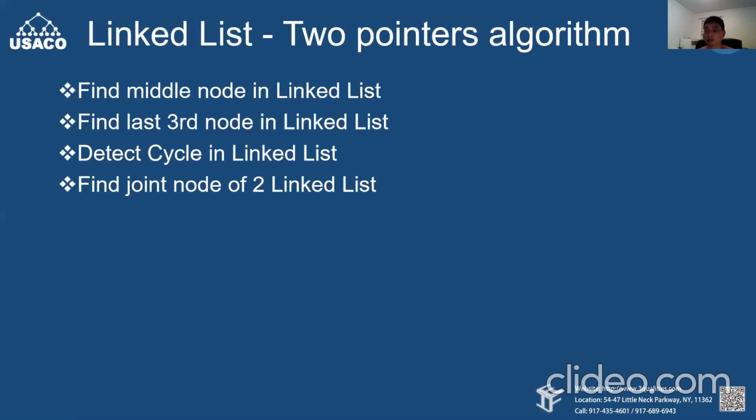Same thing: find the last third node in the linked list. How can I do that? I don't know the size. How can I know the last third node? Detect the circle in a linked list. A linked list can have a circle. Or find a joint node of two linked lists. For example, 1, 2, 3 and 2, 4 can have a joint at one of the nodes. So those are all the different derived questions about the linked list.